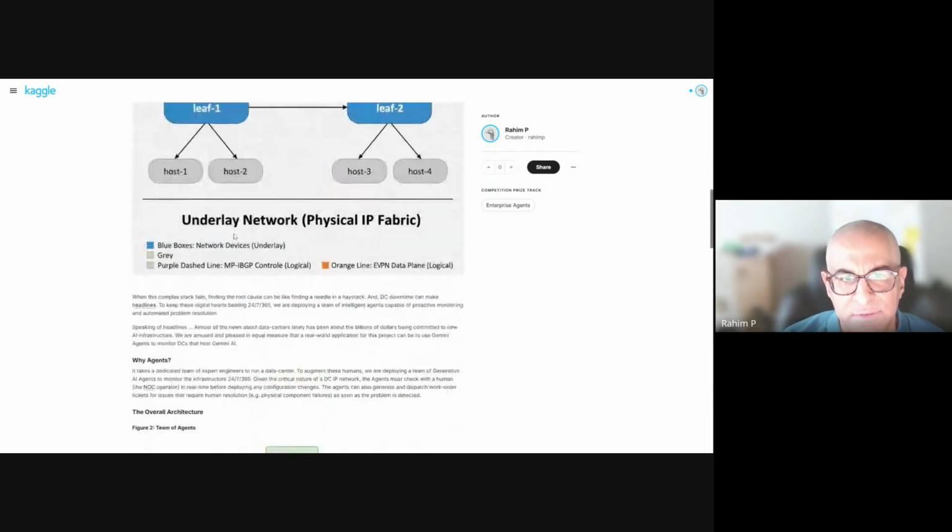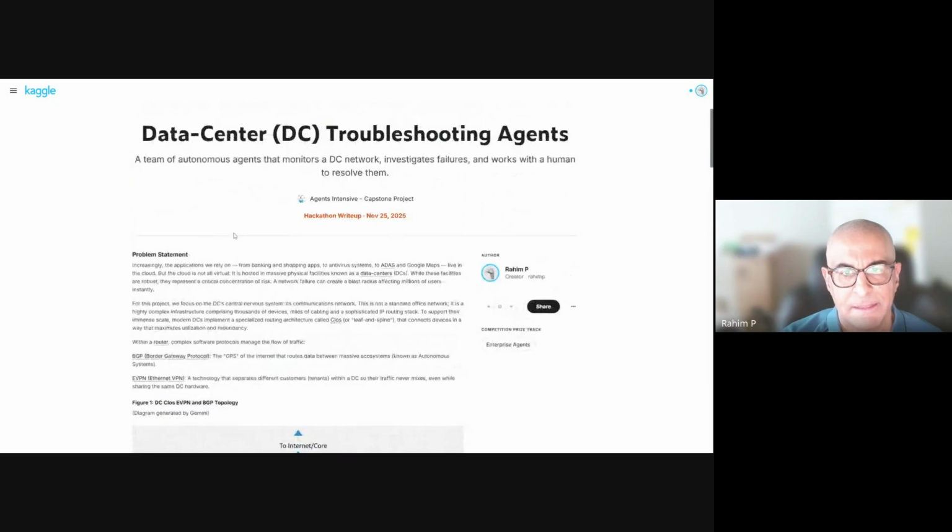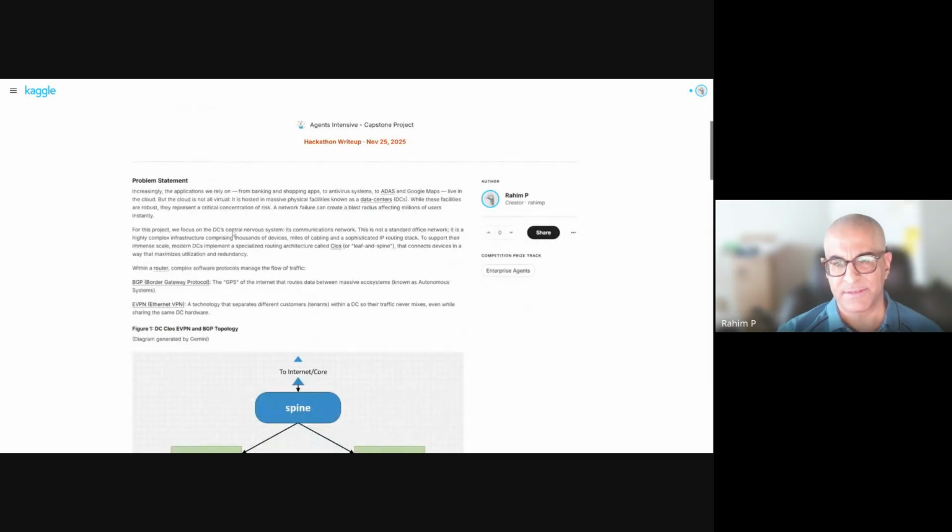So just very quickly, data centers are critical infrastructure. And at the heart of this infrastructure is the network. Without the network, we would not have access to AI online. We would not have access to a lot of the critical services and systems that we rely on day to day.